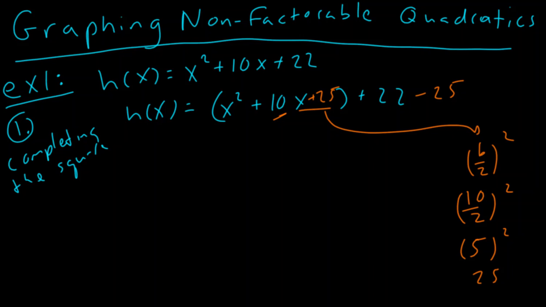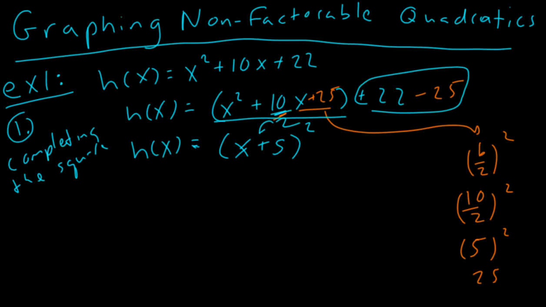Now, at this point, we have to do two things to create vertex form. One, we'll write this as a perfect square, x plus or minus something squared. And remember, it will always be half of your b term. Well, half of 10 is 5. And of course, over here, positive 22 minus 25 will give us negative 3. And we just wrote that in vertex form.